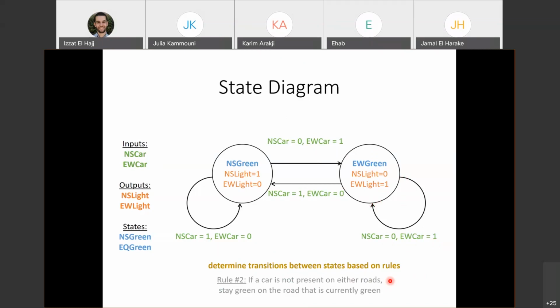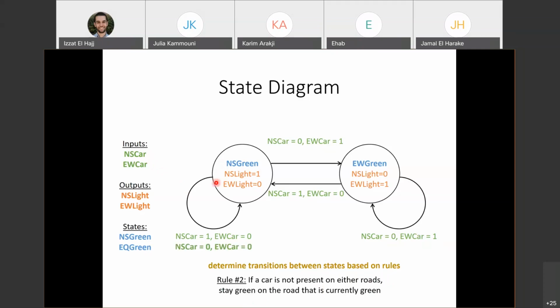So rule number 2 tells us that if a car is not present on either road, I'm going to stay green on the road that is currently green. So if my input is 0, 0, I'm going to stay green on the light that was previously green. So if I'm in NS green and I get 0, 0 as input, what am I going to do? Right, I'm going to stay on NS green.